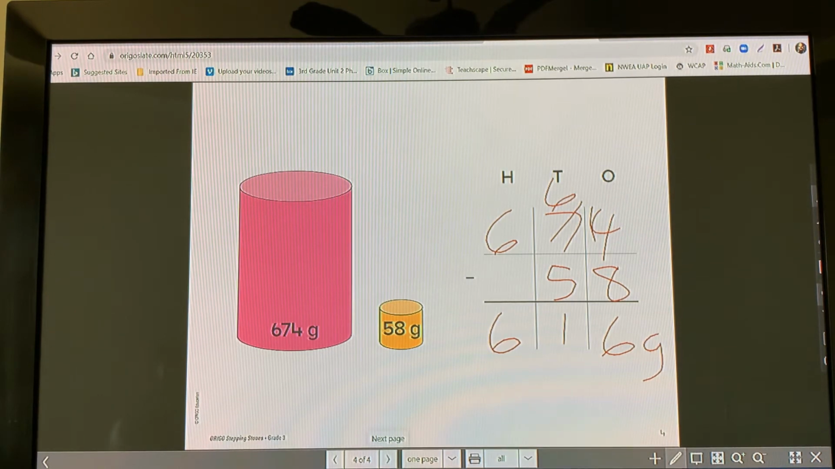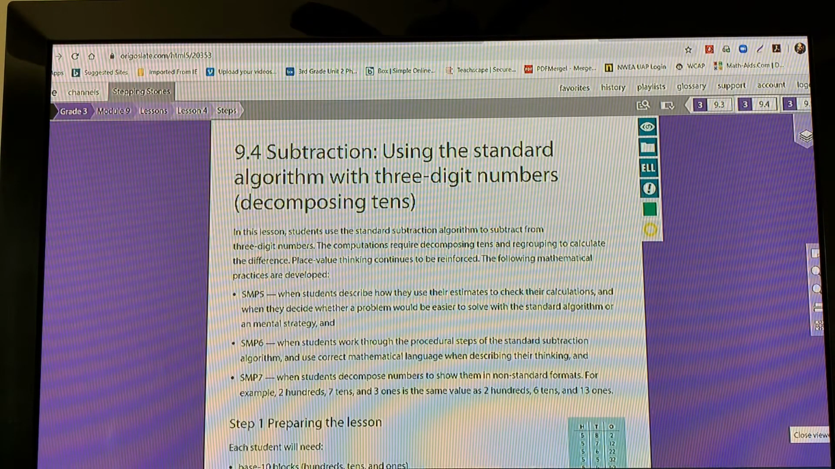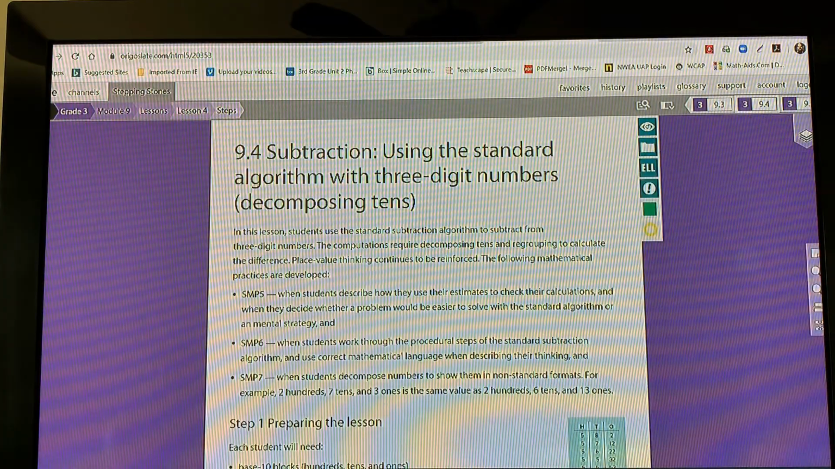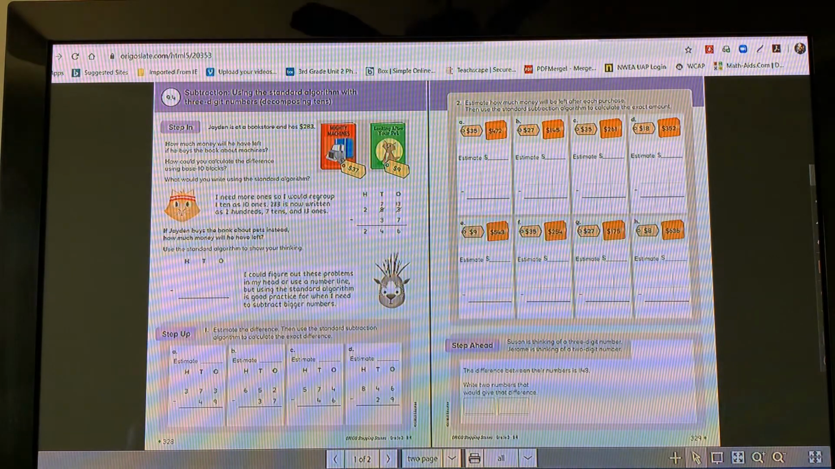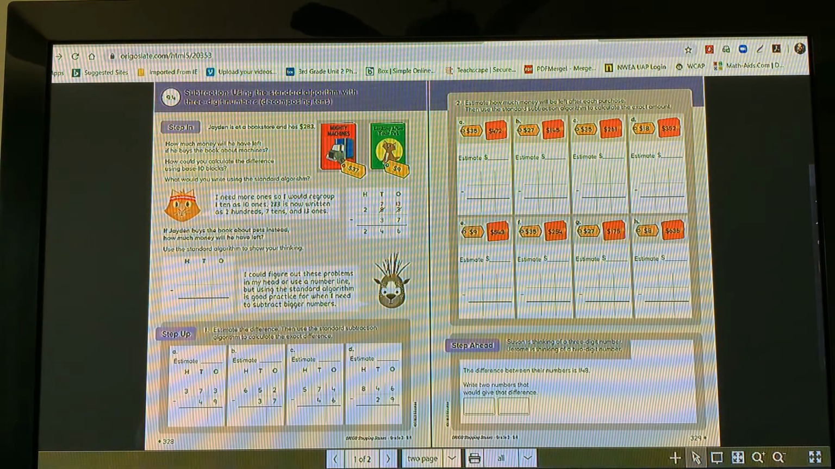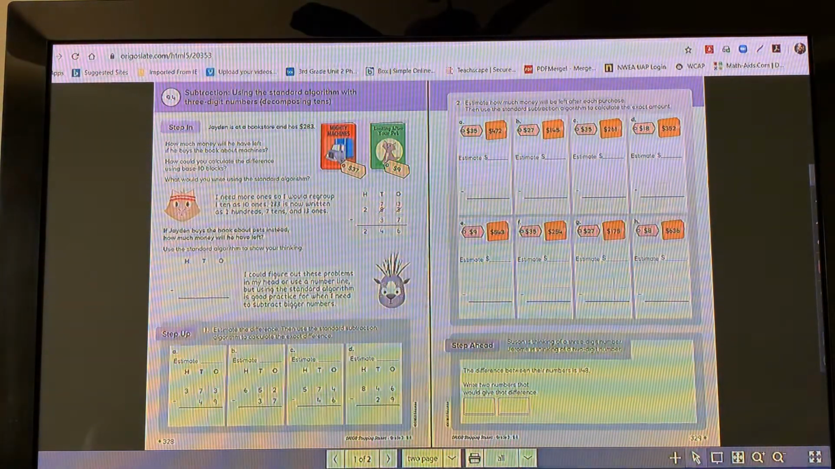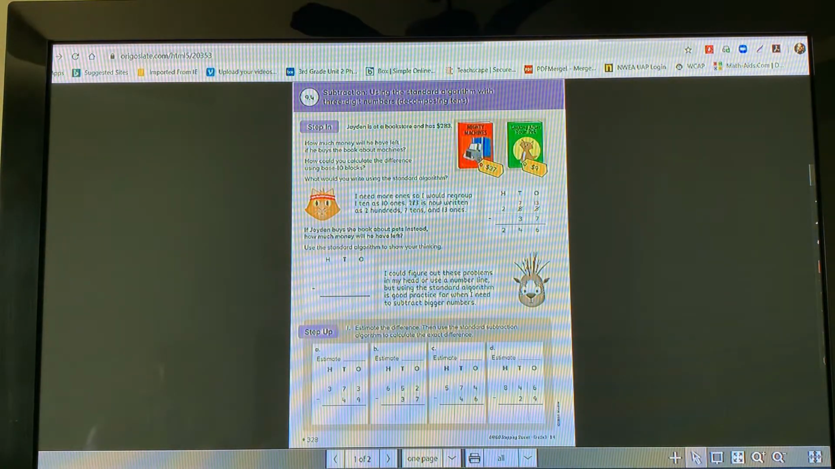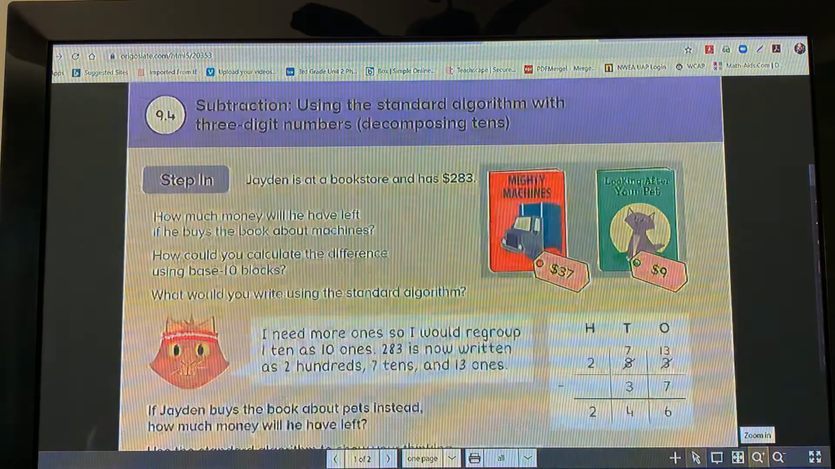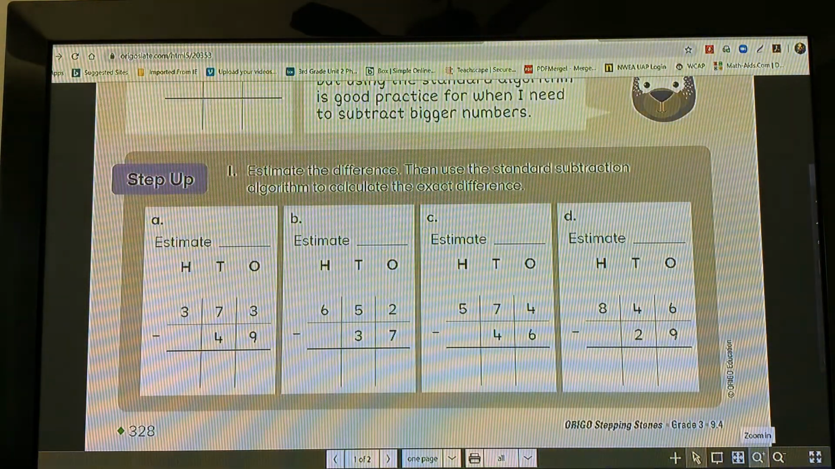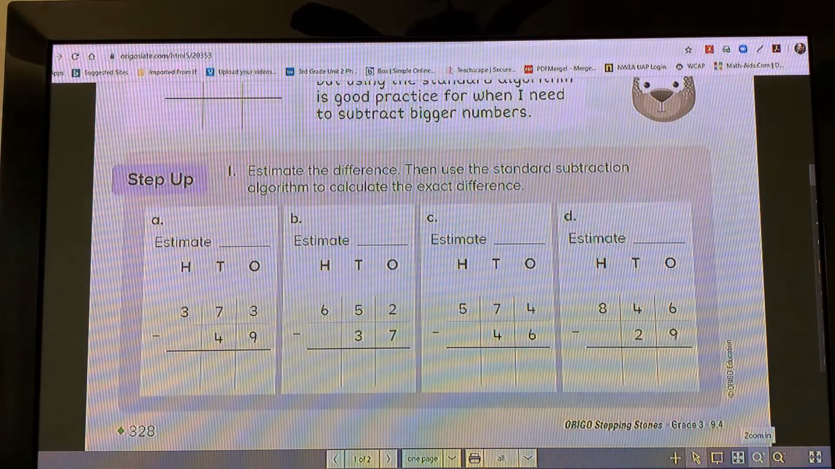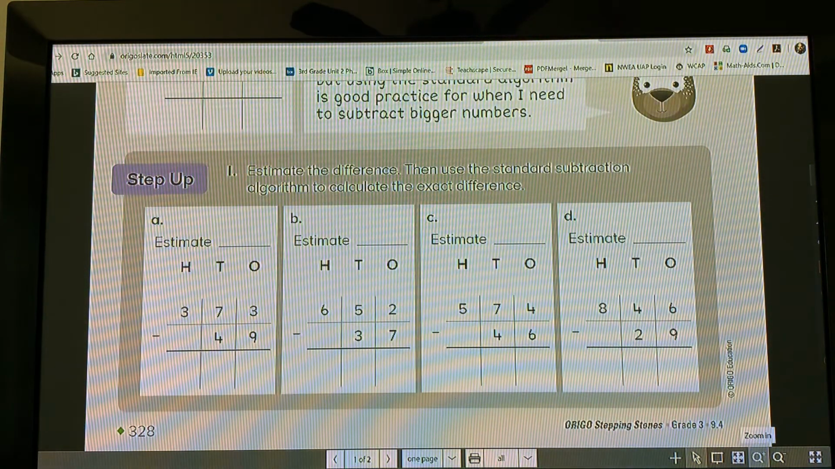Now, let's go ahead and take a look at the lesson here. So I'm going to go ahead and open up today's lesson. If we jump into today's lesson, what you can see here is your work pages. I'm going to do an example in the step up and then over on to the next page as well. So let me take this to single page mode, and I'm going to go ahead and increase that. And let's go ahead. It says estimate the difference, then use standard subtraction algorithm to calculate the exact difference.